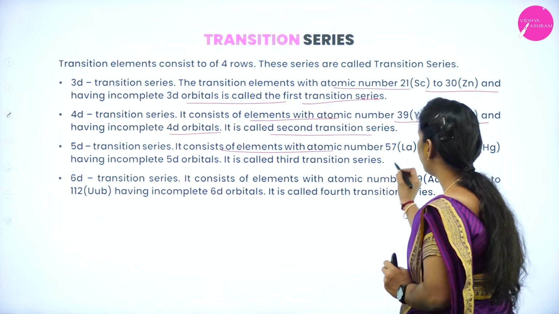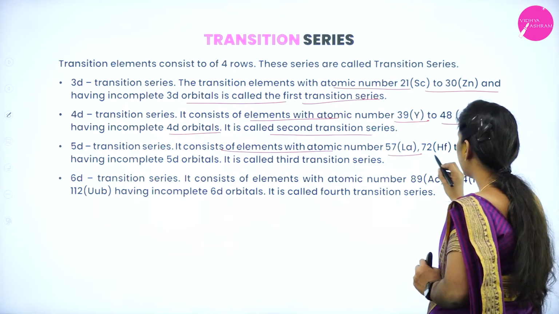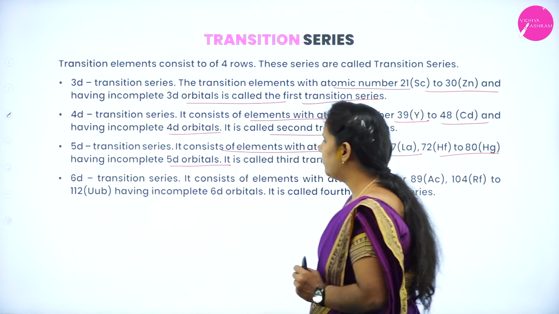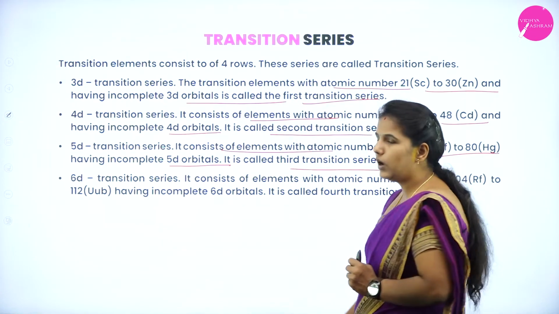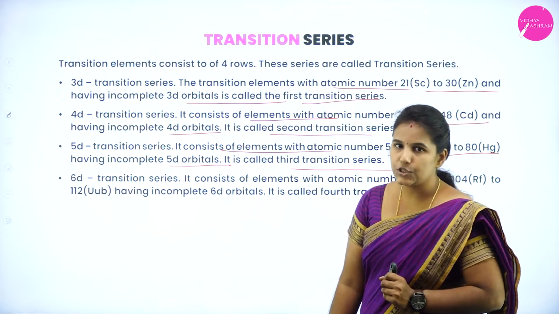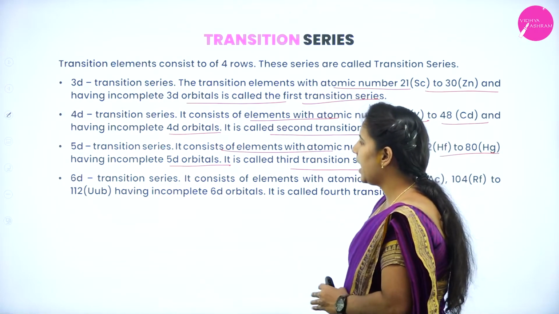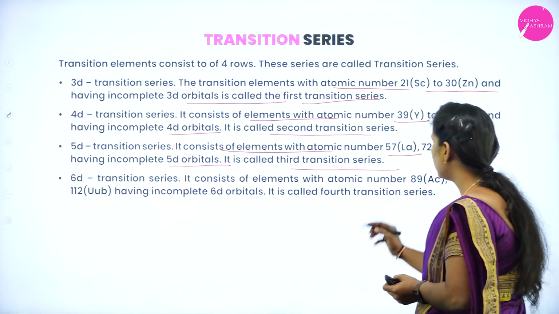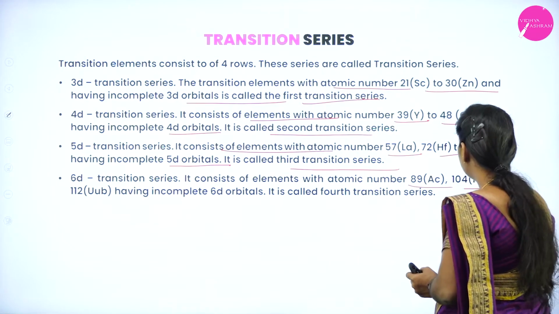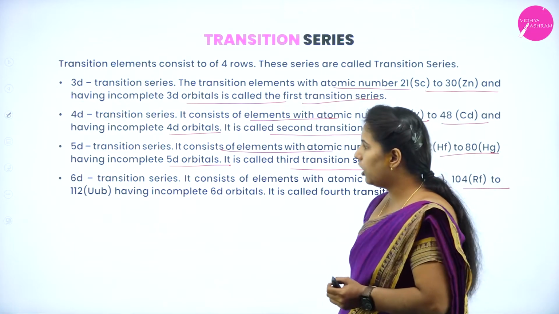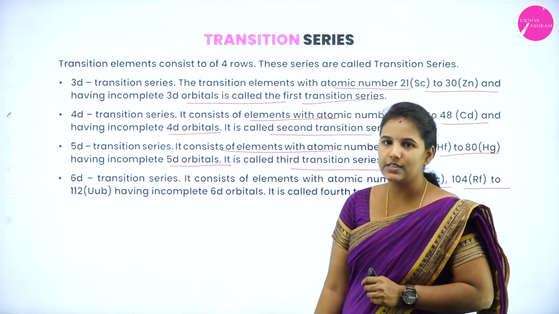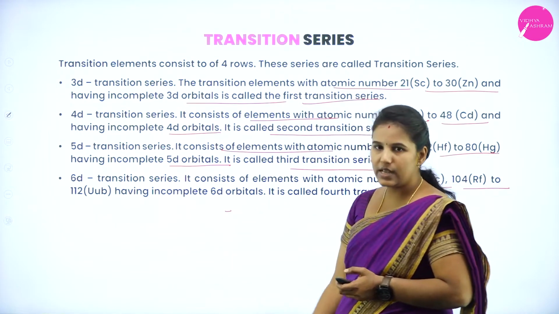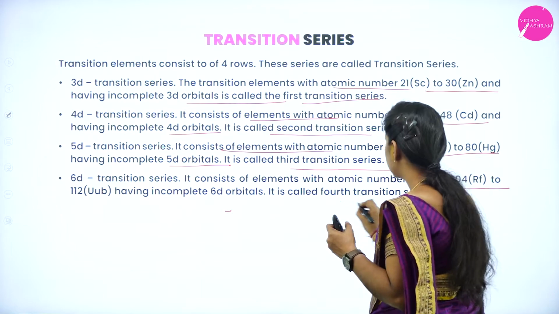Similarly, we have two more transition series, that is 5D and 6D. The 5D series consists of the elements from atomic number 57, that is from lanthanum to mercury, which is having incomplete 5D orbital, hence it is known as the third transition series. Similarly, in the 6D transition series, the elements from atomic number 89 to 104 or 112, which consists of incomplete 6D orbital, hence it is known as the fourth transition series.